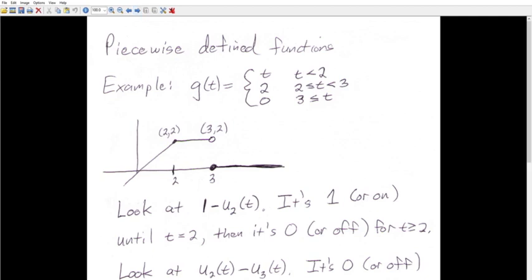Okay, now what we're going to do is talk a little bit about why you might care about step functions.